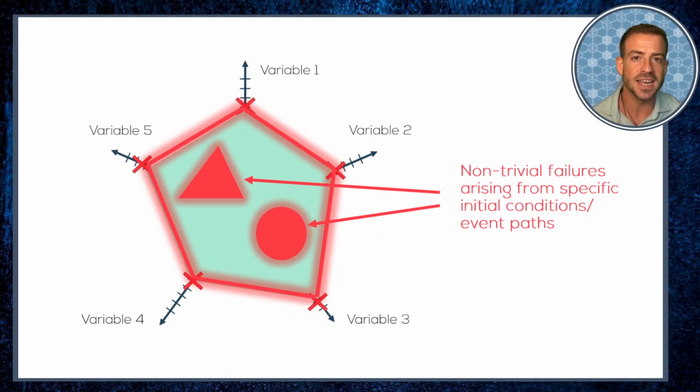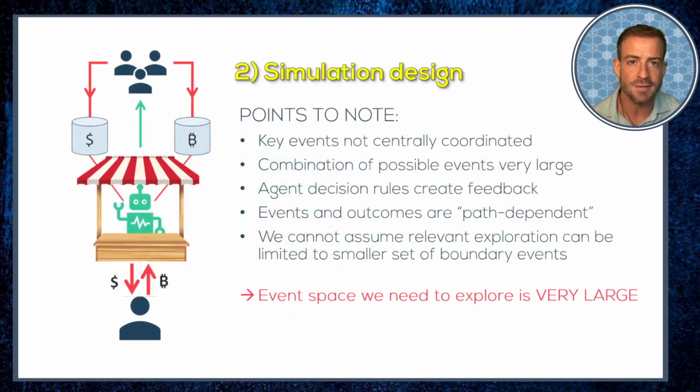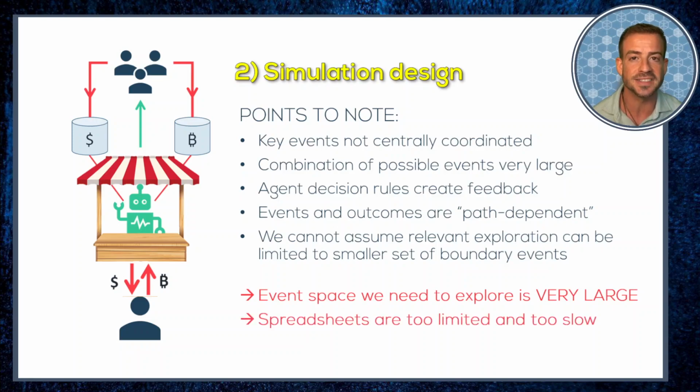So that vastly increases the space of events that we need to search and test. And that means that a thorough evaluation of our system requires us to explore that large event space in detail. This means that it's likely we'll need to run an arbitrarily large number of iterations for our simulation. This is something that is not easy to do in a cell-bound spreadsheet framework, and furthermore, we want to be able to do that as quickly as possible.